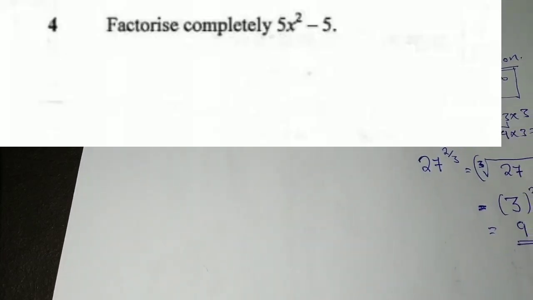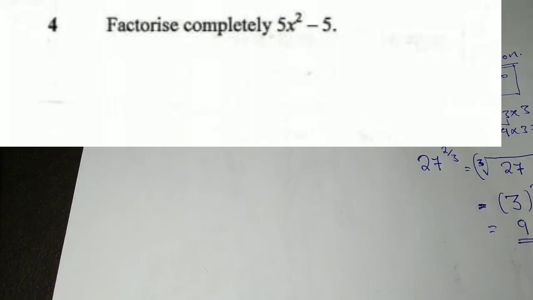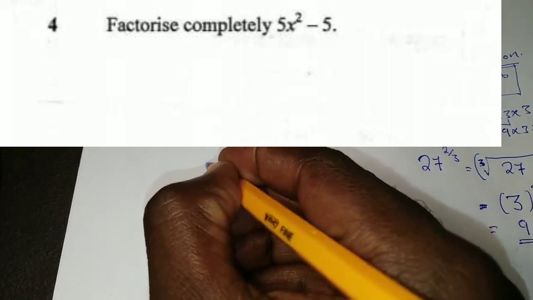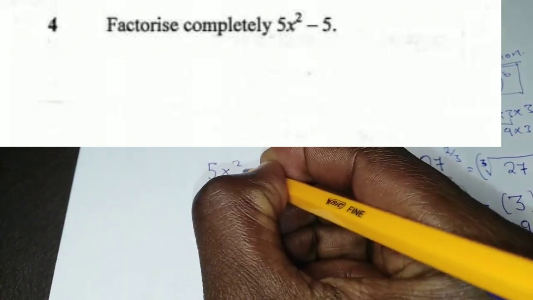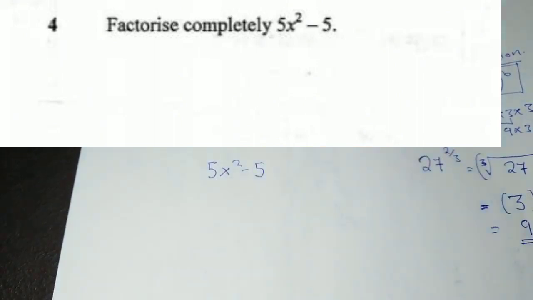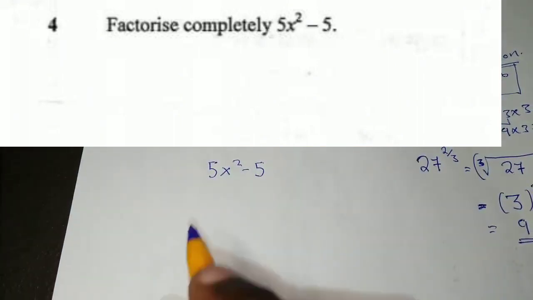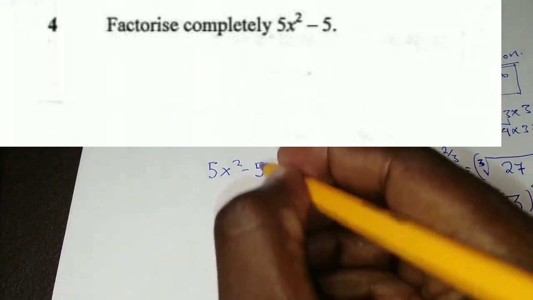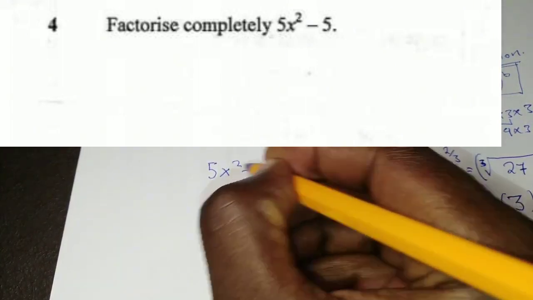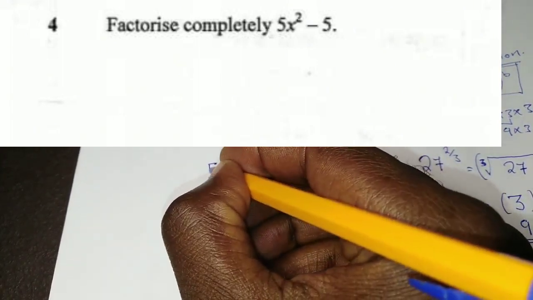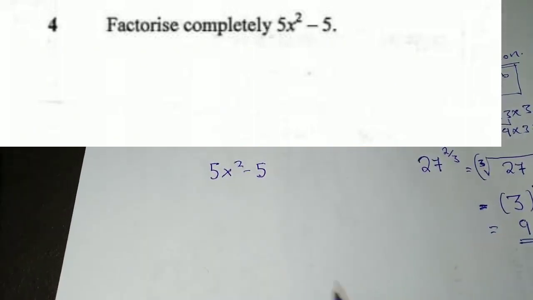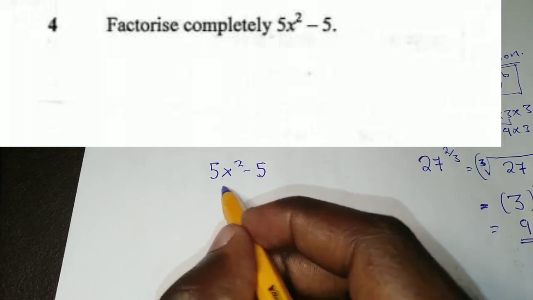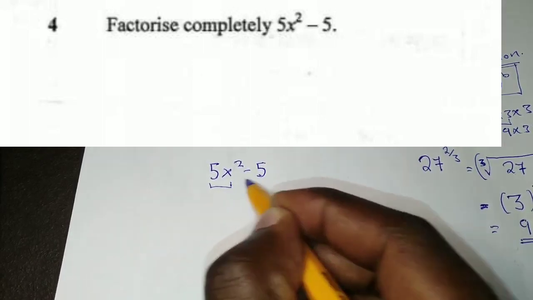Another question here we have, which is question 4. Question 4 says factorize completely 5x squared minus 5. We factorize completely. So factorizing, you've got 2 terms. This is term number 1, and this is another term.